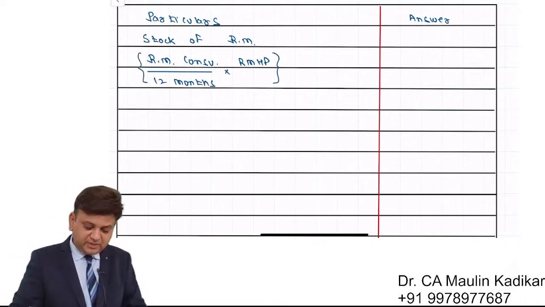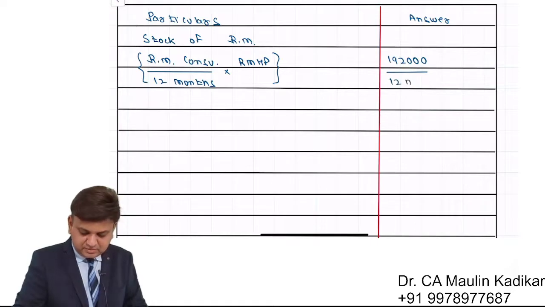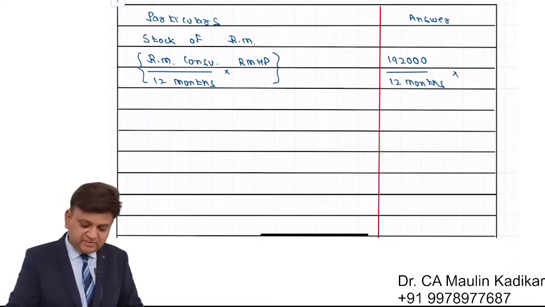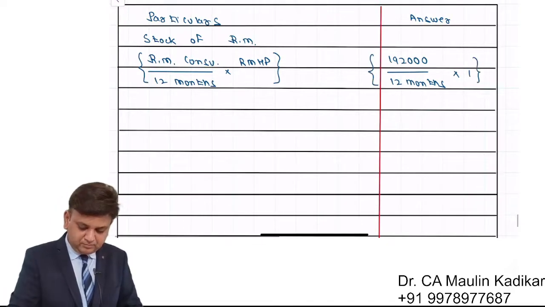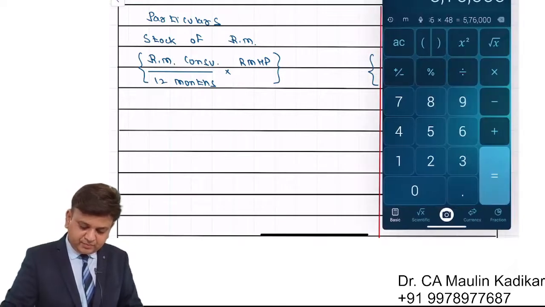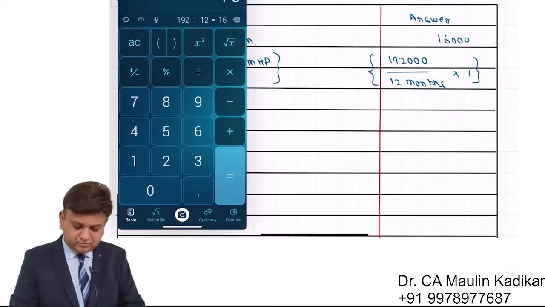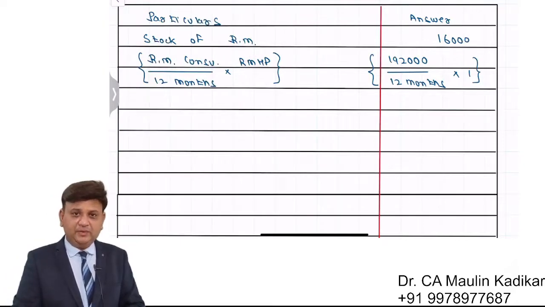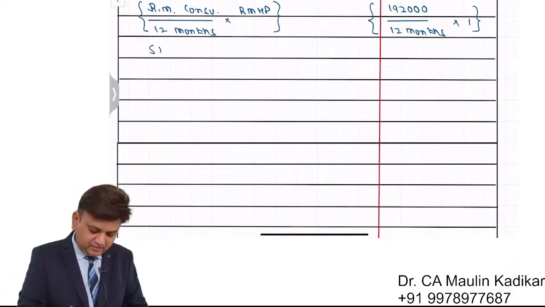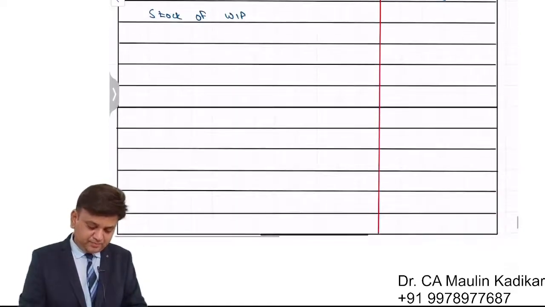The consumption of the raw material is 1,92,000 divided by 12 months into raw material holding period, given as 1 month. So 192 divided by 12 comes to 16,000. Stock of WIP, I told you to hold it for the time being. In that, I need to give some explanation to you.